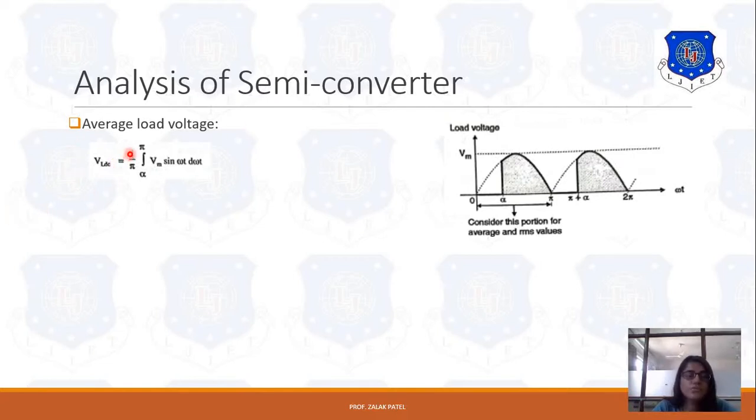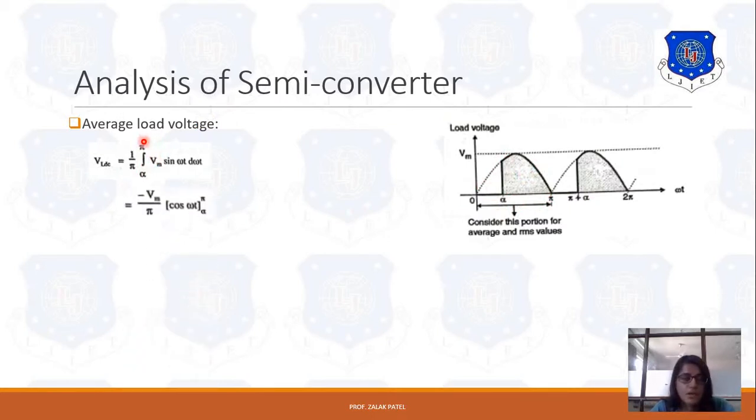It is equal to 1 upon pi, integration from alpha to pi, Vm sin omega t d omega t. Here omega t is used because the firing angle alpha is always calculated with respect to omega t. That's why the integration is taken with respect to omega t. The range is from alpha to pi, because this waveform occurs from alpha to pi. That's why the limit of integration is from alpha to pi.